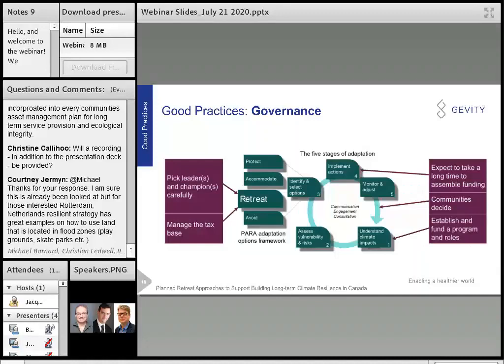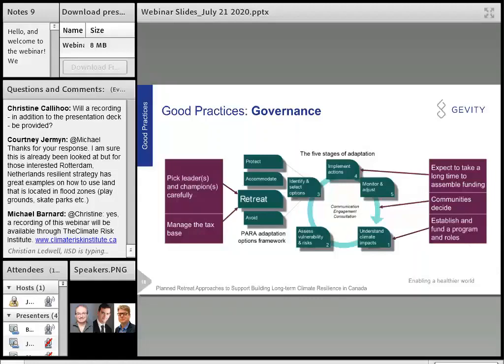There are significant concerns about the loss of a tax base if planned retreat is implemented. So often in communities where buyouts are offered to homeowners, they are not given any support about where to take that buyout money and where to purchase new homes. So there's concern that that municipality might lose tax money.